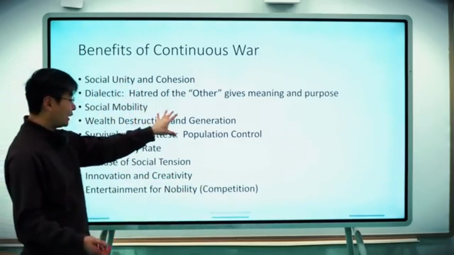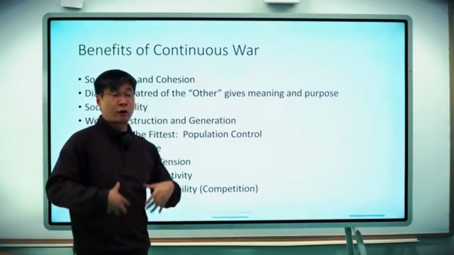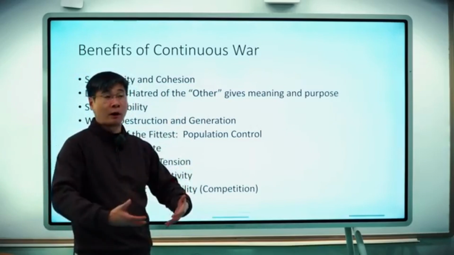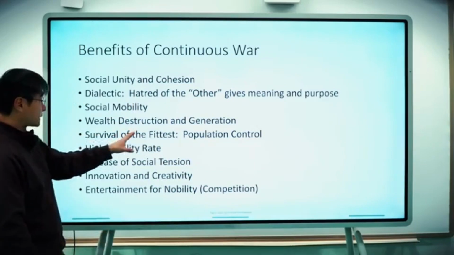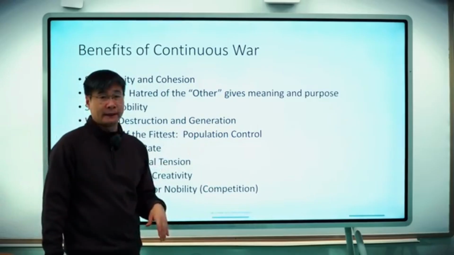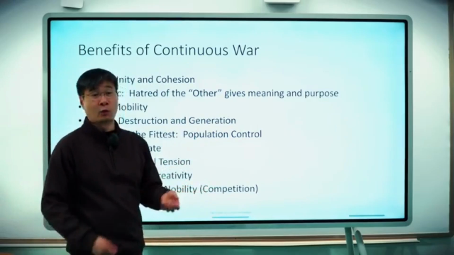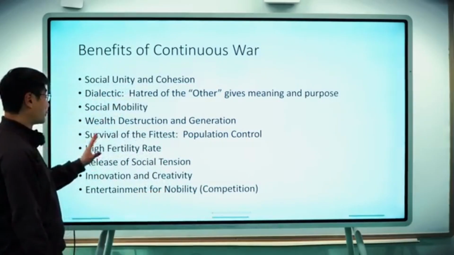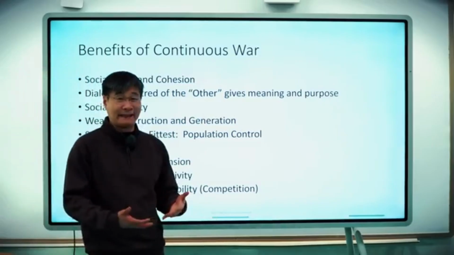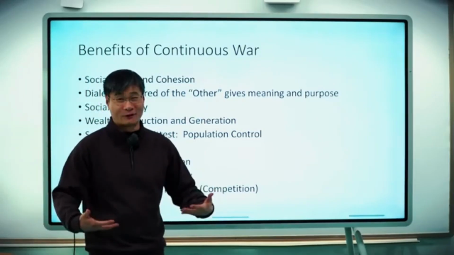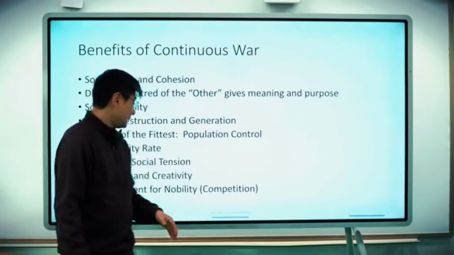Wealth destruction and generation, okay? So you're destroying wealth, which allows for more opportunities. Survival of the fittest, so population control. So basically, the strong survive in war, the weak die off. High fertility rate. Because so many people are dying, mothers are forced to have more and more children, okay? They don't have a choice in the matter.